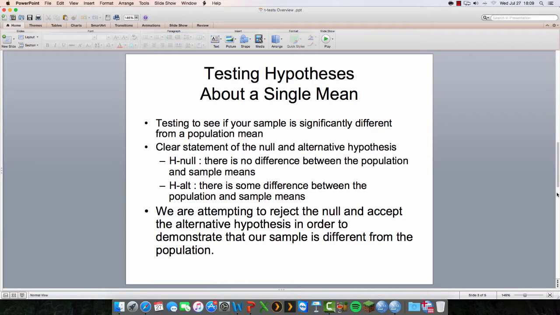So a clear statement of the null and alternative hypotheses in this case would be: the null, that there's no difference between the population and the sample means, very simply phrased, and the alternative, that there's some difference between the population and sample means. And once again, we're attempting to reject the null in favor of the alternative hypothesis in order to demonstrate that our sample is different from the population, right? But always reject the null when you write about it. And you'll see I've included in your instructions some sample language that you can feel free to mimic, and it should make it very easy for you to write about it.